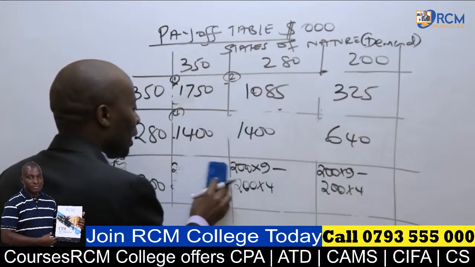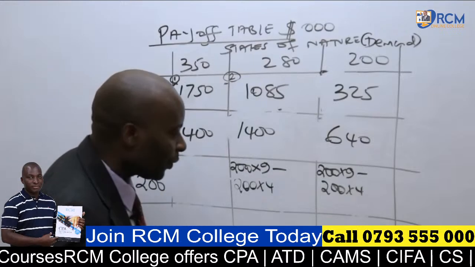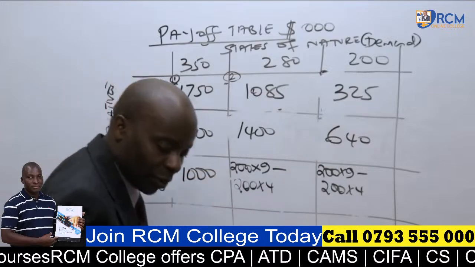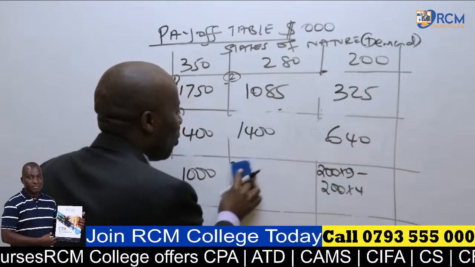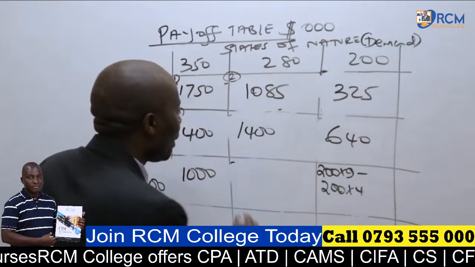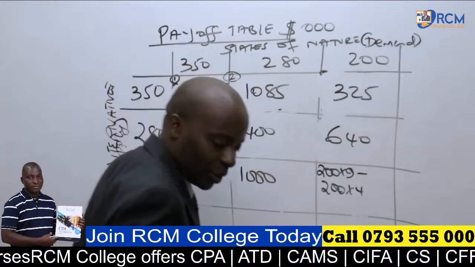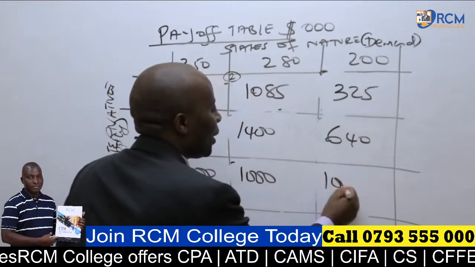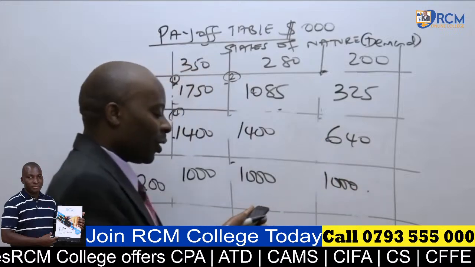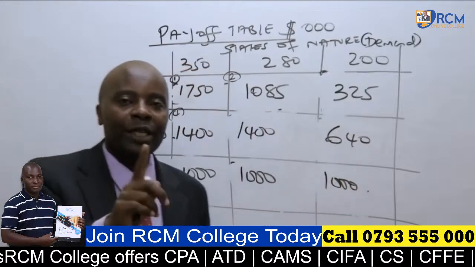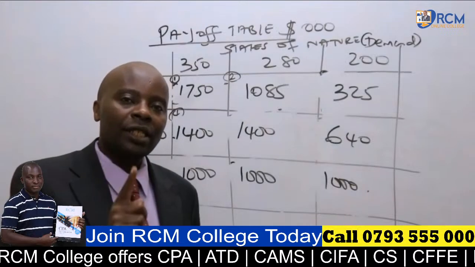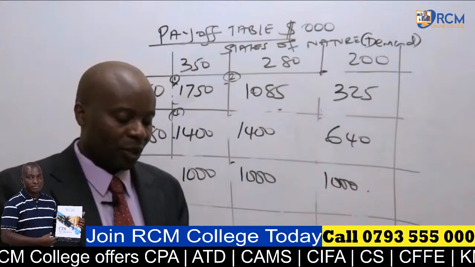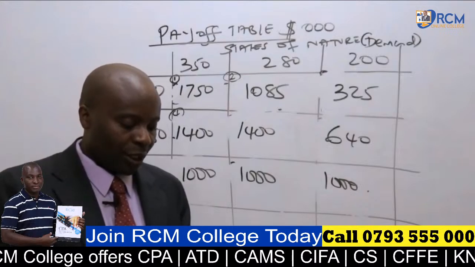So this is 1,000. I can see all these are the same. So we shall basically have 1,000 for all of them. Down here we have 1,000, 1,000, 1,000, 1,000, 1,000, 1,000. So ladies and gentlemen, we've been able to finish part 1, which needed us to ascertain the payoffs. That is okay. Now let us go to the second part.